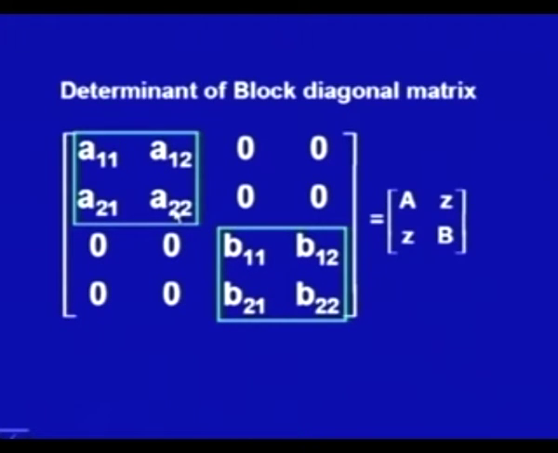It may be noted that I have taken this as an example. It may happen that this is of order 3 by 3 and this is of order 2 by 2. So these null matrices may be rectangular, but these diagonal blocks have to be square matrices. Like we will have a 5 by 5 matrix, with a 3 by 3 matrix here and a 2 by 2 matrix here. So this will be a rectangular null matrix and this will be a rectangular null matrix. So we will have a block diagonal matrix A, B, Z, Z. How can the determinant of this be calculated?